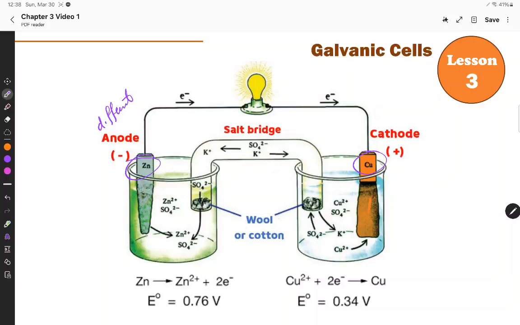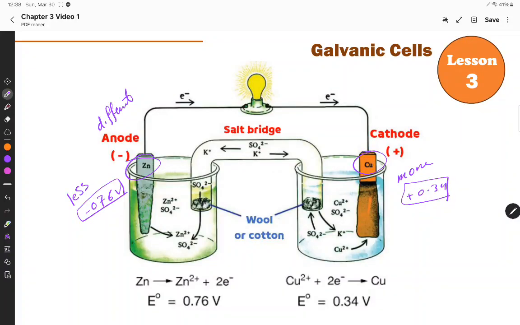We should use different electrodes which have different reduction potential. The reduction potential of the anode has to be less than the reduction potential of the cathode. The reduction potential of the cathode has to be more. In this case, if you look at the reduction potential of zinc, it is negative 0.76. But the reduction potential of copper is positive 0.34. So as we can see, the reduction potential of zinc is less than the reduction potential of copper. That is why anode is going to be zinc and the cathode is going to be copper.